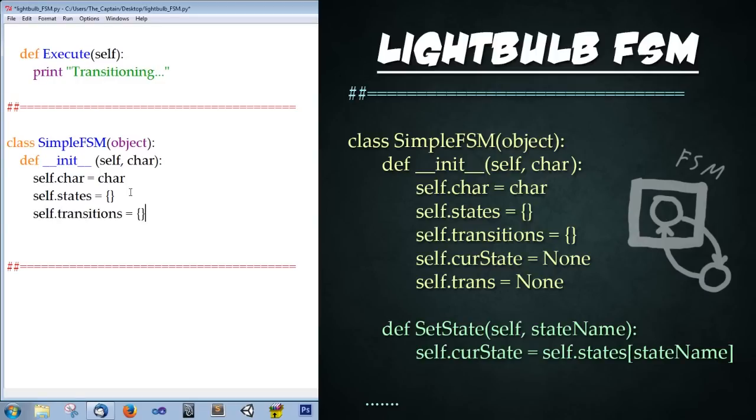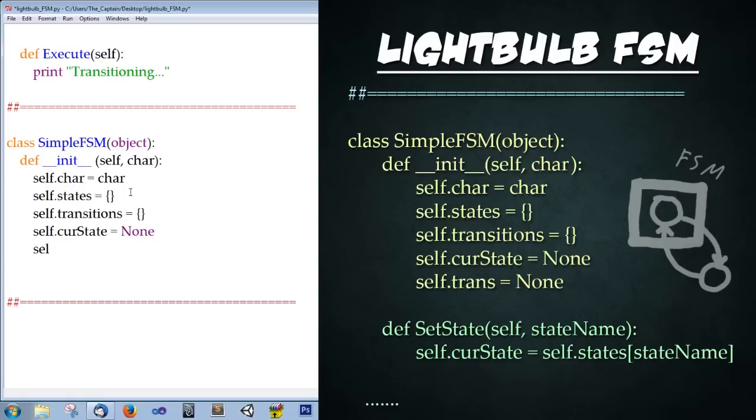self.transitions is equal to open close parentheses, self.curState, and this is going to store our current state, is equal to None. And then we're going to do the same for transition. self.trans is equal to None. Okay? So we're going to store our passed in character. We're going to have all the states within a dictionary and all the transitions within a dictionary, and have our current state and our current transition.